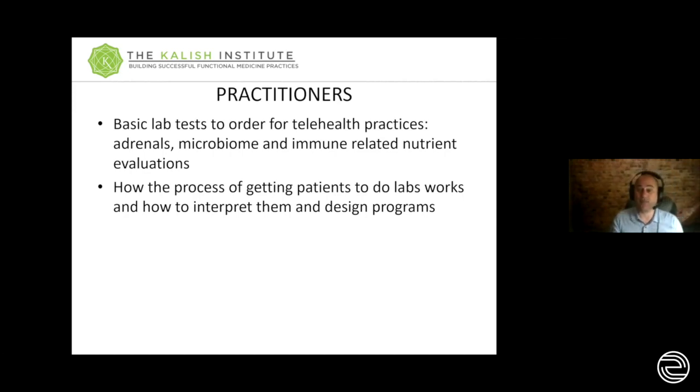So I think getting the patients to do the labs is step number one, and that is usually happening through you talking to the patient, getting a sense of what their history is like, and then explaining to them why these labs are really important. So in the current moment, we're thinking about immune health. Everyone is. So why would I want to do a cortisol test for my adrenal glands when I'm worried about my immune system?